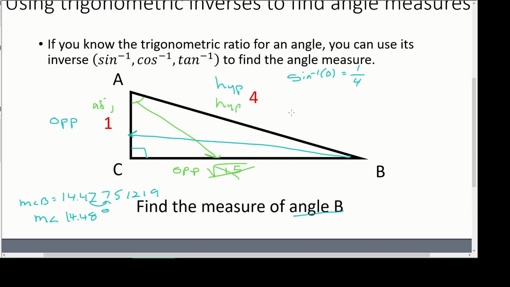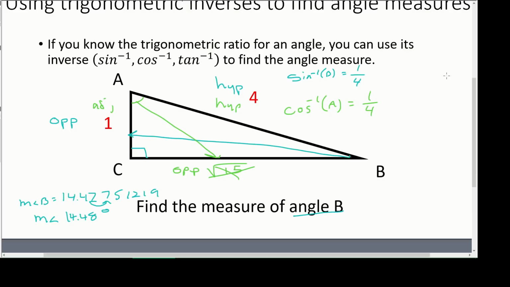So adjacent and hypotenuse is cosine of A, arccosine of A, because I'm trying to find the measure of angle A. And that's going to be equal to 1/4. Adjacent over hypotenuse. Cosine inverse, or arccosine of A is equal to 1/4. So again, on our calculator, 1 divided by 4 equals, make sure you're displaying 0.25 before you move on.